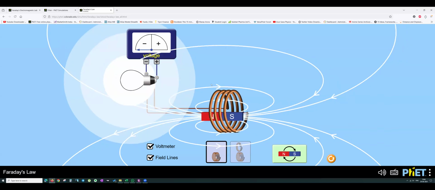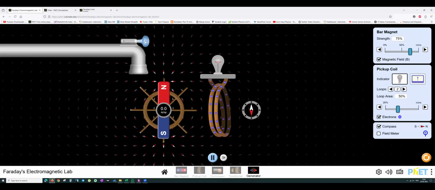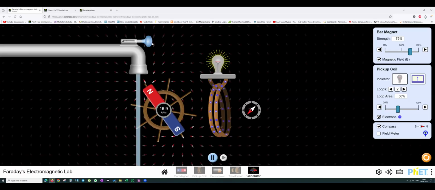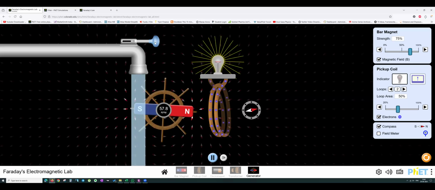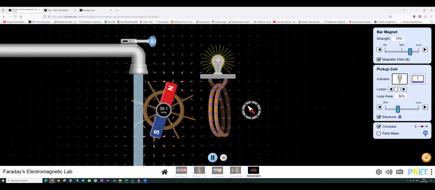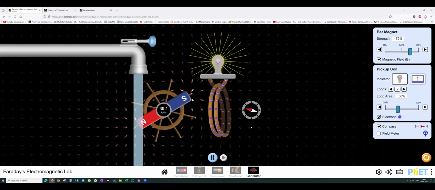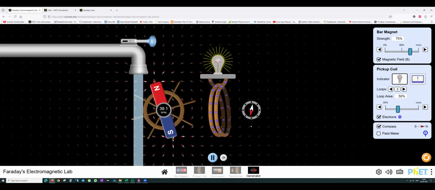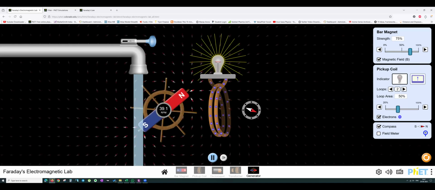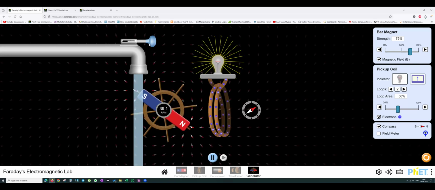If I take another case, look at this. This is cool. This is a generator. Here I'm putting water and that magnet is rotating. So you can see this thing is rotating. Here you're changing the angle. This is an AC generator basically. This is how we actually create electricity. Here you can see the field lines.